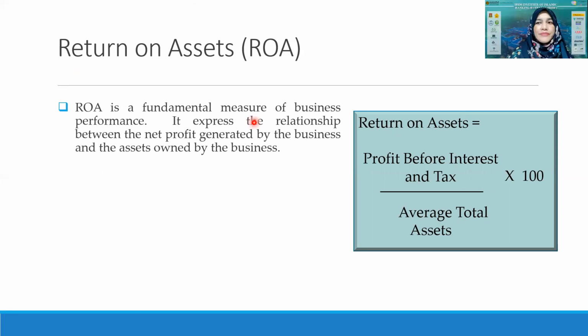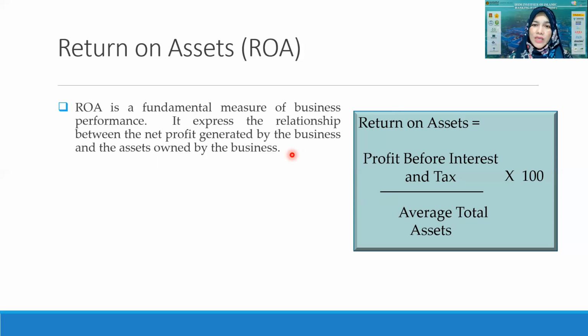Okay, all right. So return on assets. I already explained that it is actually looking at the ability of the company to generate profit from its assets. So it is a fundamental measure of business performance. It is expressing the relationship between net profit and the assets, the ability of the company to generate profit from assets. Usually a company will invest in assets. They will buy buildings, they will buy machinery.